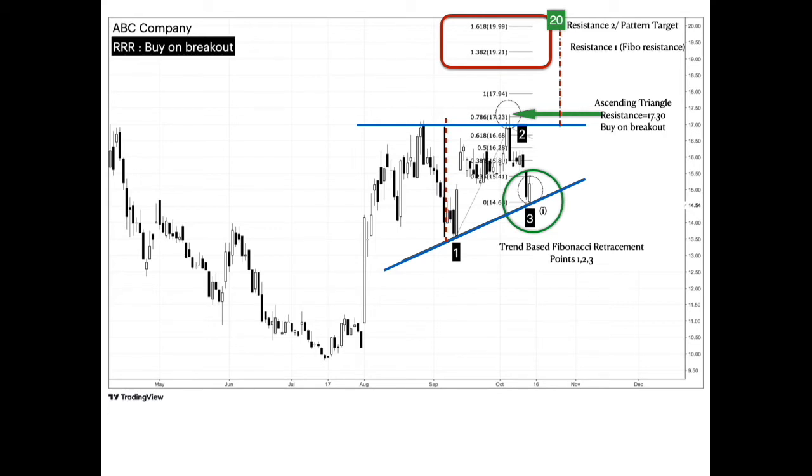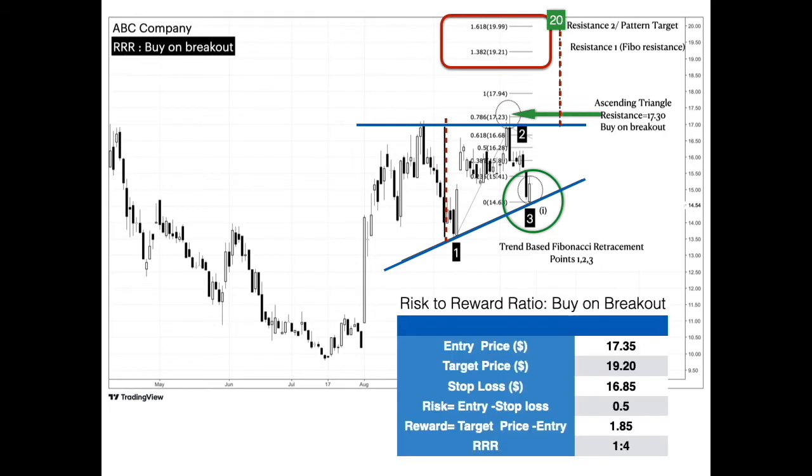Although price may very well break above that, using the first resistance as your target will ensure that any failure to break that resistance area would still give the trader a good RRR. In this trade, the risk is computed as 0.5 while the reward is 185. The RRR is at 1:3.7, rounded off as 1:4. Based on the RRR, this is a very good trade to take because the rewards far outweigh the risks.